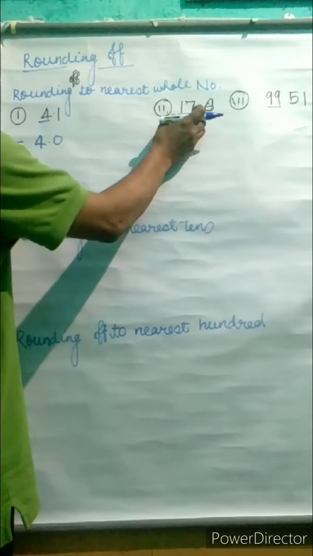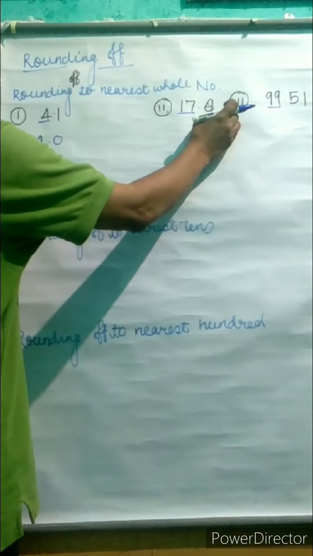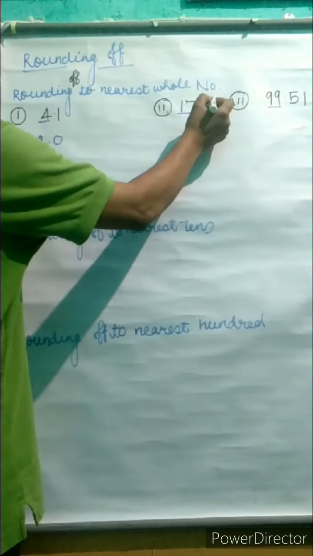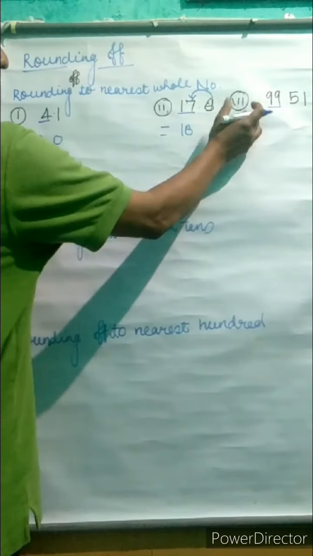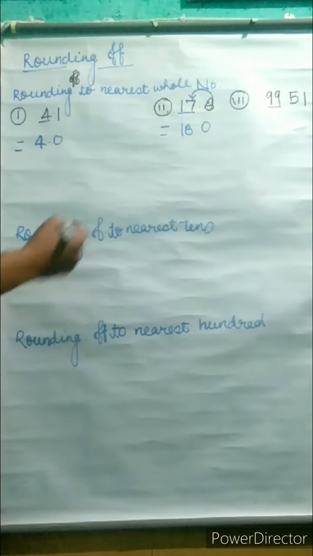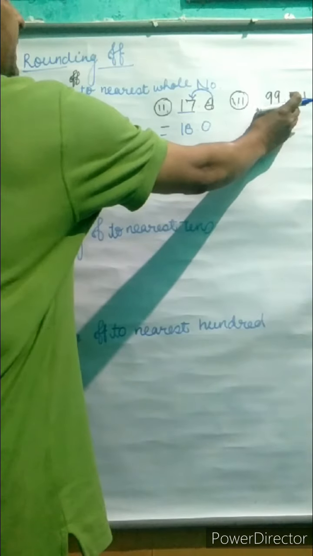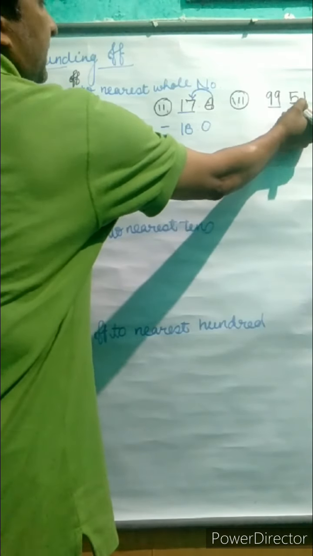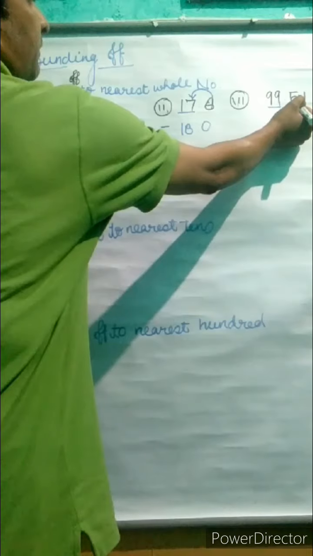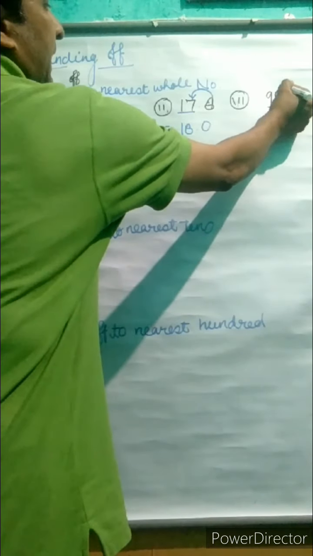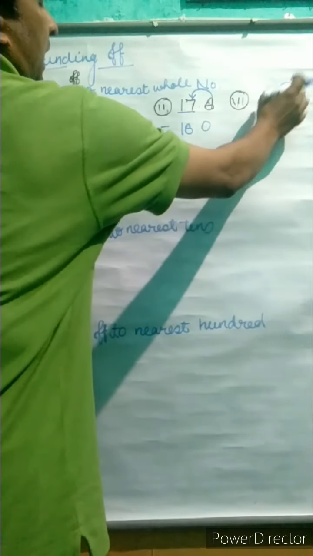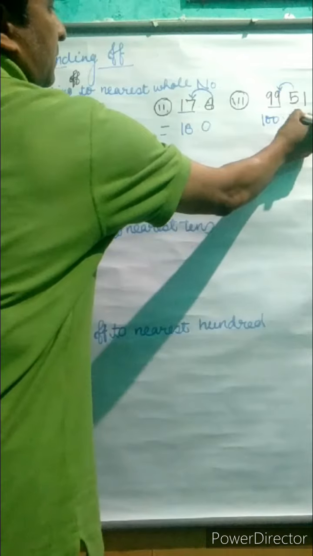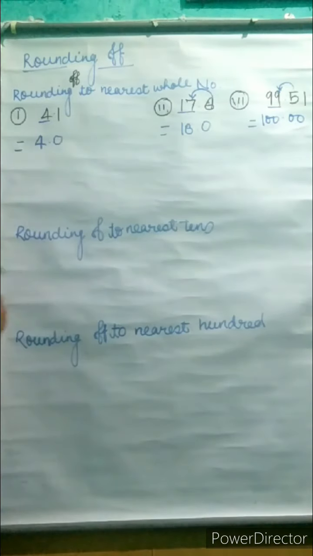Here you can see the whole part is 17. We will see the one place after it. This place is 8, which is more than 5, so you will add 1 to this one. It will become 18, and the places after this will become 0. Here this is the whole part, 99. The place after it is the first decimal, which is equal to 5. So you will add 1 to this one, and it will become 100. The places after this whole number will all become 0. So this is how to round off to the nearest whole.